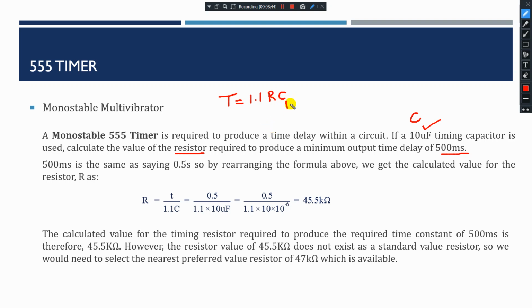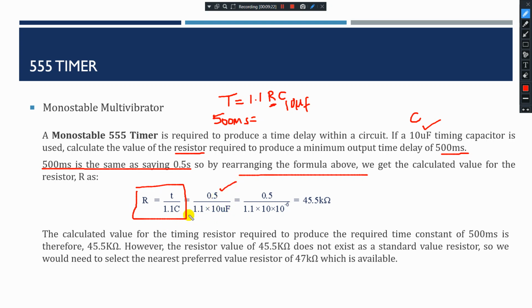So what are they given here? They are given 10 microfarad. They are also given the time, 500 milliseconds. You need to find R. R needs to be found out. So let us rearrange the equation. 500 milliseconds is the same as saying 0.5 second. So by rearranging the formula, R is equal to T divided by 1.1 into C. So what is T? 0.5 second divided by 1.1 into the capacitor value, which is 10 microfarad.